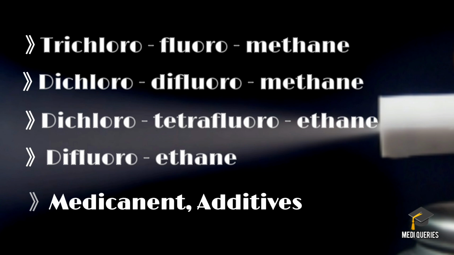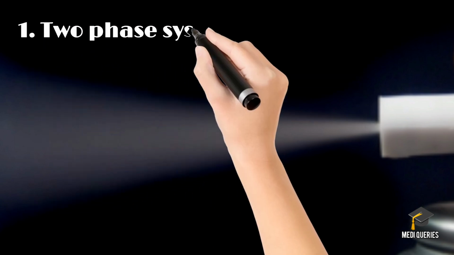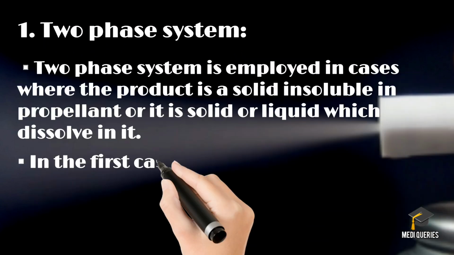These days, propellants like trichlorofluoromethane, dichlorodifluoromethane, dichlorotetrafluoroethane, and difluoroethanes are used in pharmaceutical aerosols as propellants. The medicament to be propelled may be a solid or a liquid. It may be soluble in the propellant or insoluble in it. Various additives such as solvents, antioxidants, surface active agents, and flavoring agents are also included in the formulation. Here, the propellant, medicament and additives are filled into an aerosol container properly to prepare a product.